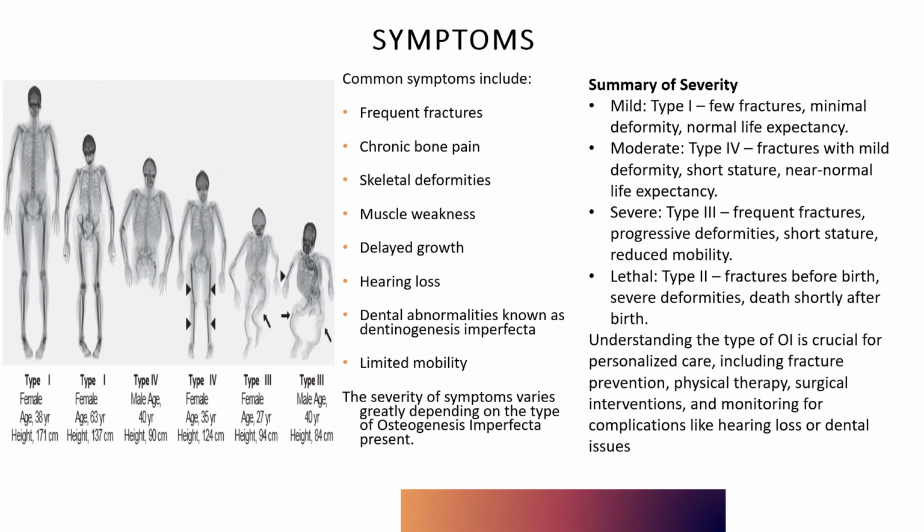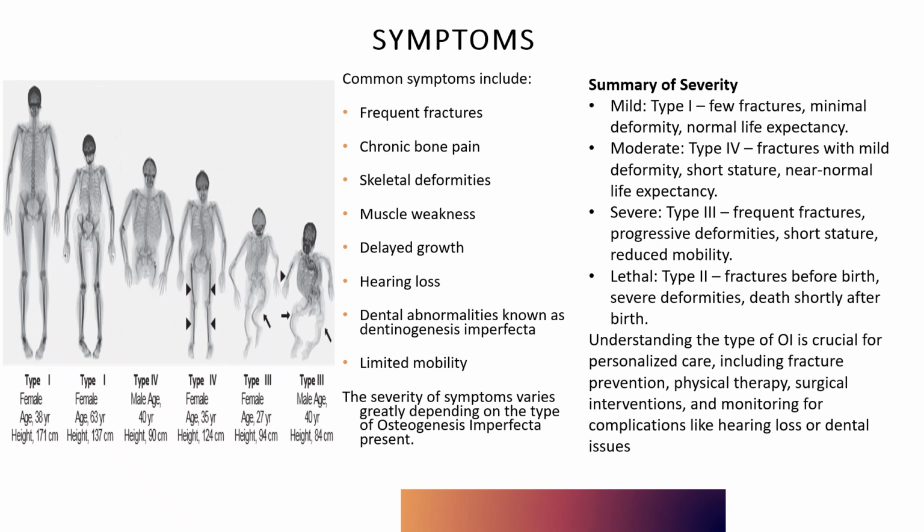The next type is moderate. It is type 4. It is between type 1 and type 3. The bones fracture easily, with mild to moderate bone deformities. Here comes the short stature, with normal or slightly blue eyes. Dental issues also come into play with this. Possible hearing loss. The life expectancy for this one is near normal. Fractures occur throughout life but are less severe than type 3.